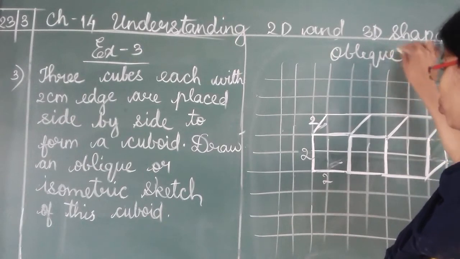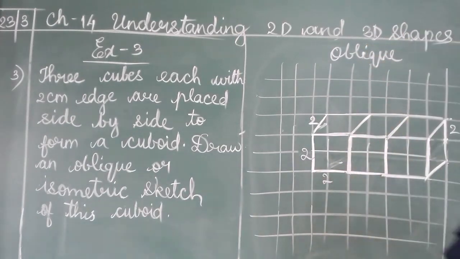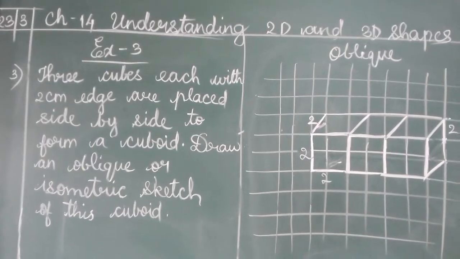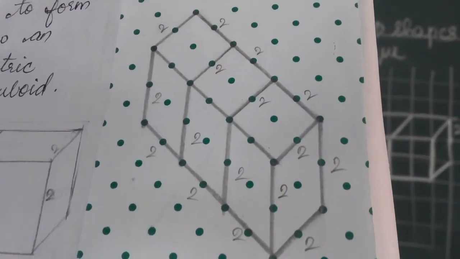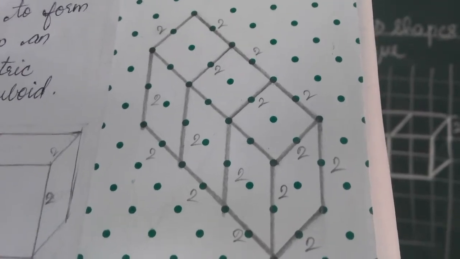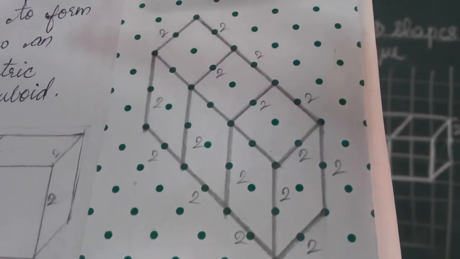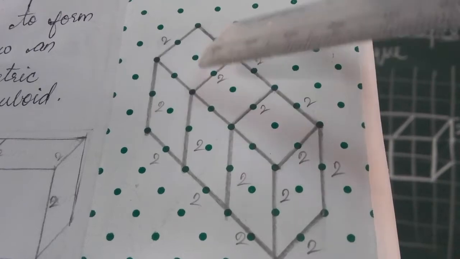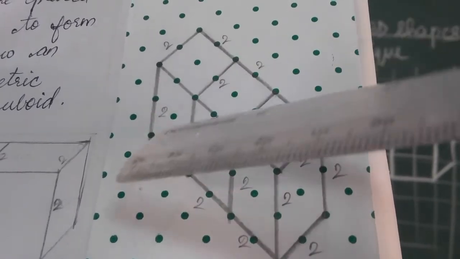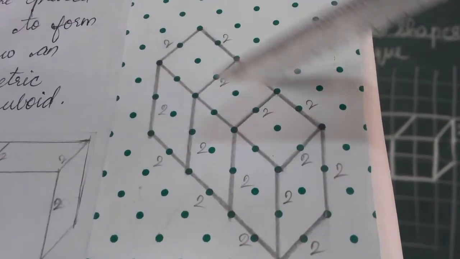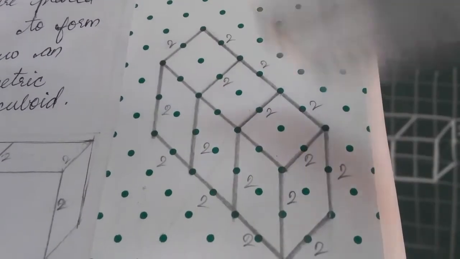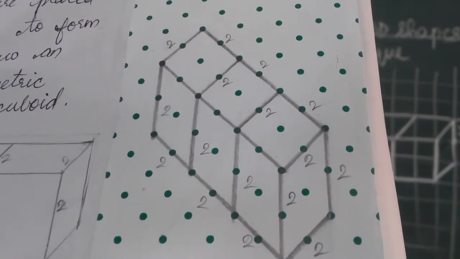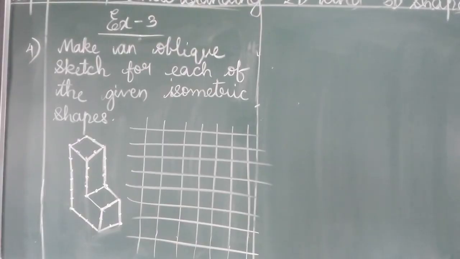Let us see how to draw an isometric sketch. Here you can see that you are joining 2 by 2. Here 2 dots are joined, 2 dots here, 2 dots here, and all the sides 2 dots if you have joined. This is the cuboid that you have got. Understood this children? Draw on the isometric sheet.